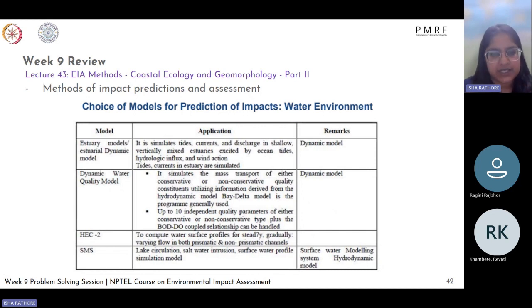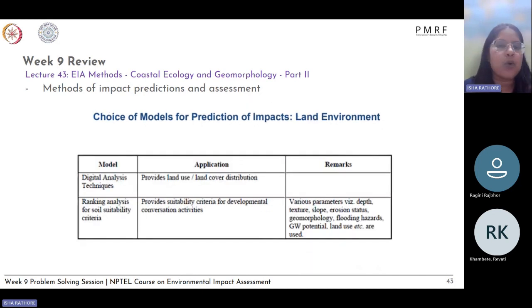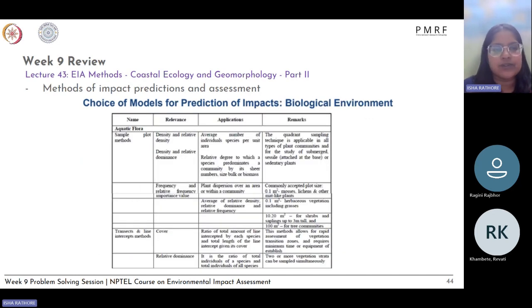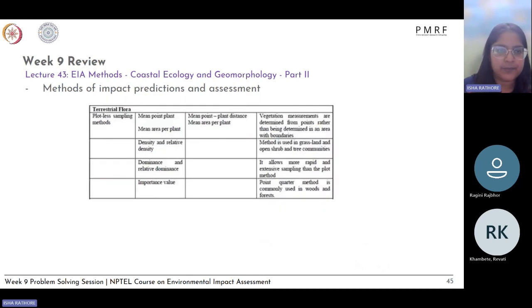Different surface profiles can be generated, water surface profiles. So all of this can be calculated based on different models. So these are a few models. Similarly, you have models for the land environment and the biological environment. So all of these can be undertaken in your EIA studies relative to your coastal areas, and then the findings can be presented.